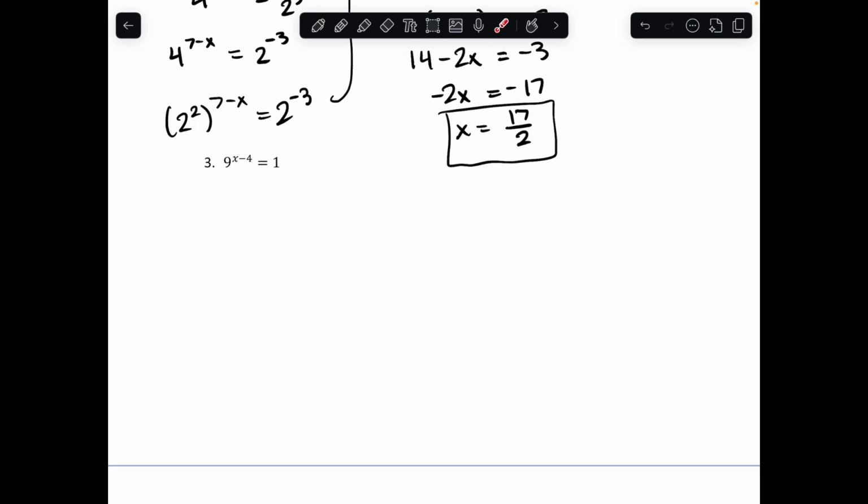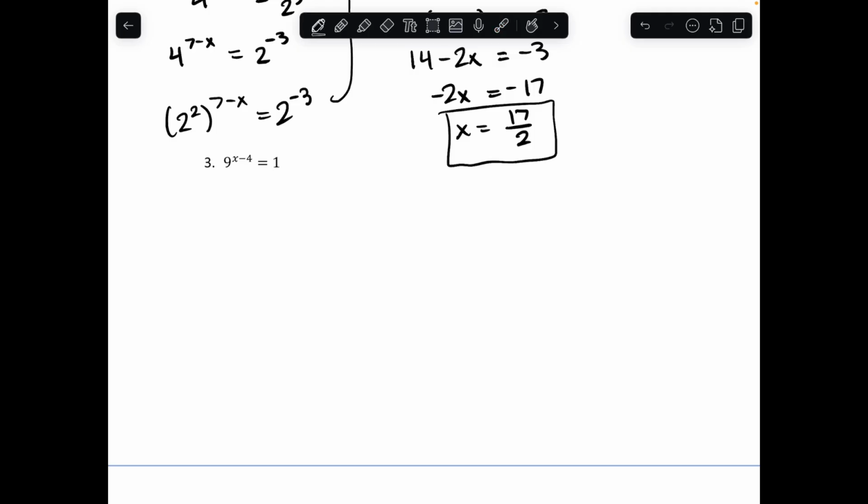Now, number 3 is a little tricky. I have 9 as a base on the left side, and on the right, I only have a 1. I want these to have the same base somehow. And so we think to ourselves, is there any way that I can get 1 from a power of 9? I can, if the power is equal to 0.